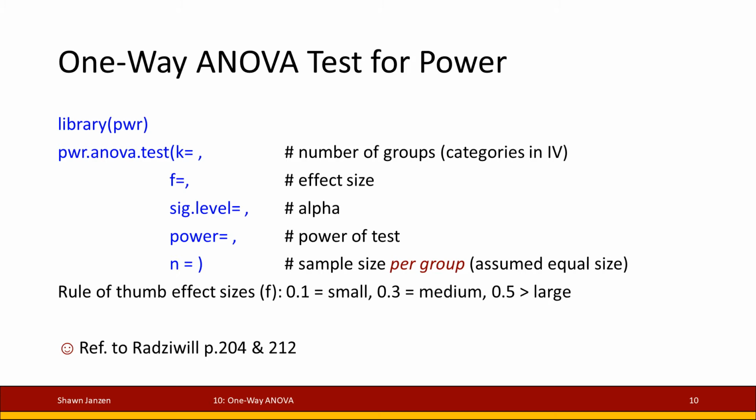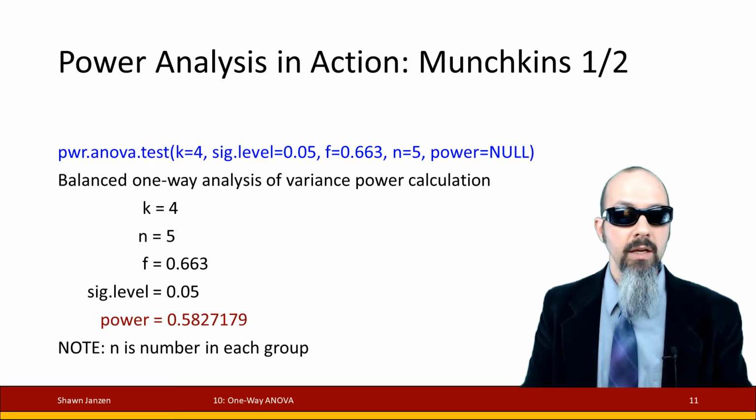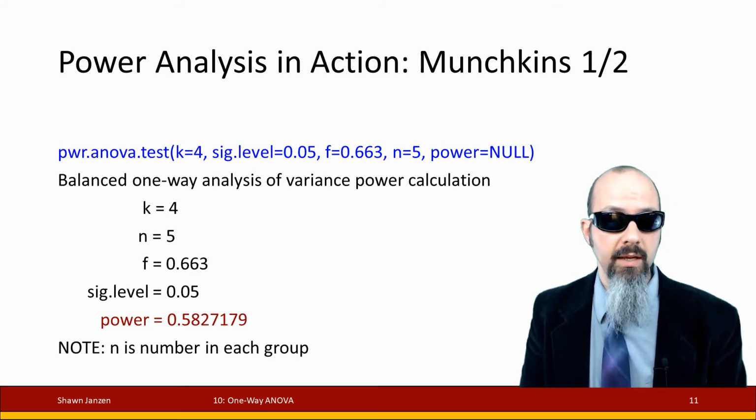Okay? Now, the rule of thumb when you're dealing with effect sizes, if you don't have an effect size and you're trying to generate one or you want to use it as an estimate, is 0.1 for small, 0.3 for medium, and 0.5 and greater for large. Now I'm going to go ahead and use an example here with the Munchkin data that we had before.